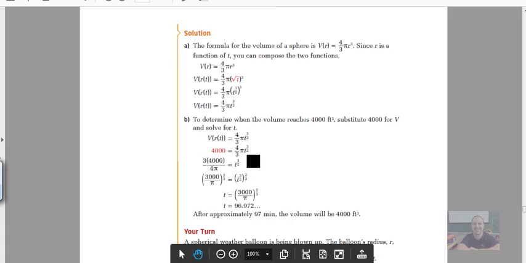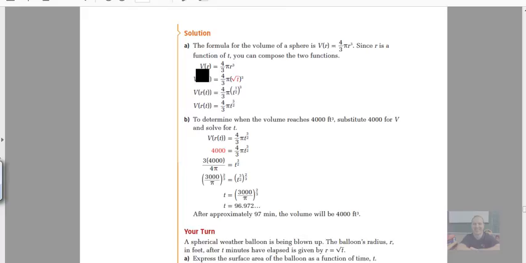In your textbook, you have an example of a function within a function. This one is on page, I don't know, 506-ish. Here you have a volume function for a sphere, and inside the function goes another function, root t. The formula for the volume of a sphere is this, and since r is a function of t, we can compose the two functions. So there's an example of another function going inside another function.